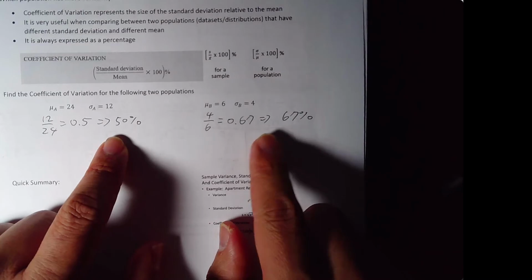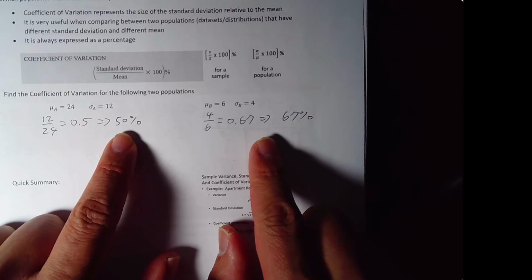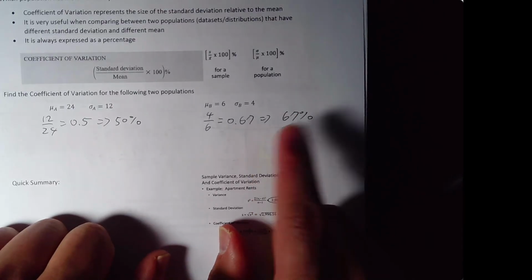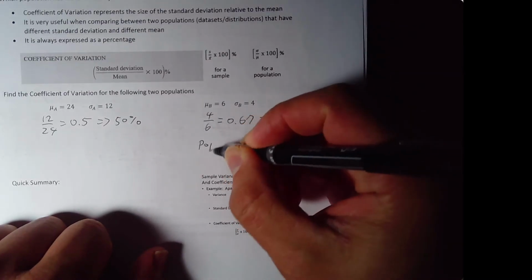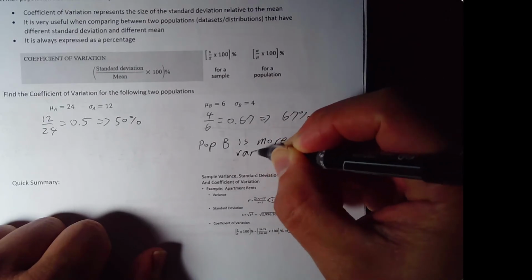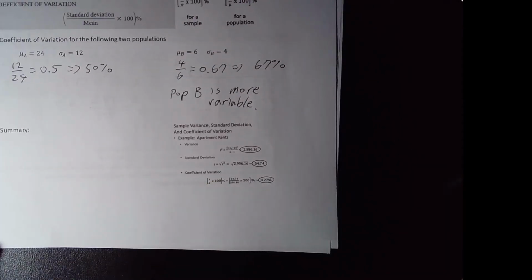Okay, this paints a much better picture. Relatively speaking, in population A, the standard deviation is only 50% proportionally of the mean, whereas in population B, it is 67%. So therefore, we will say population B is more variable. Or we can say it has more variability. Okay, and here we go. Here's a quick summary of the formulas that we have just gone over.